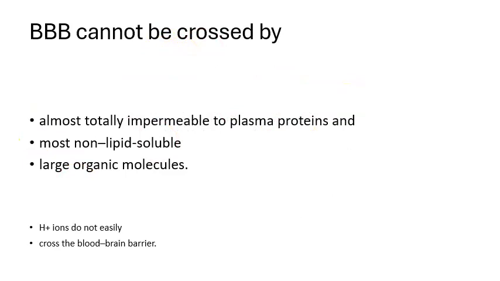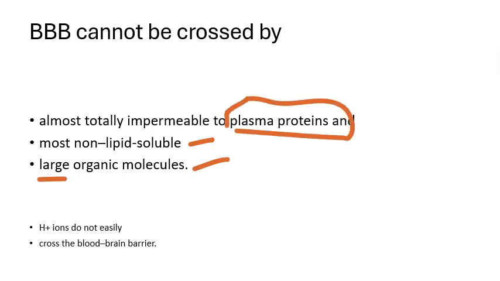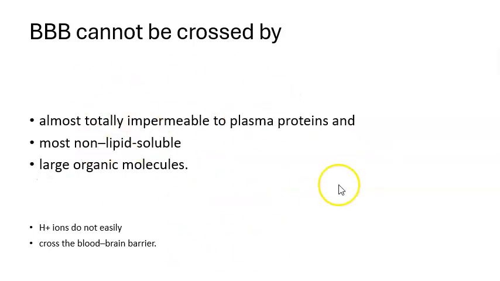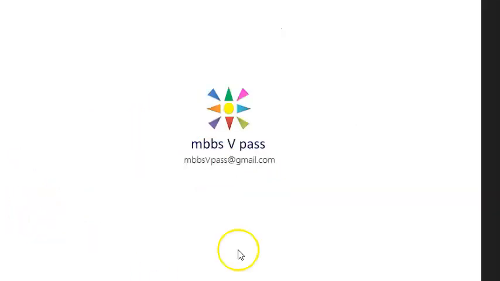What cannot cross? Non-lipid soluble molecules, organic molecules, large ones cannot go. Then plasma proteins, these cannot cross. That is plasma which is there in the blood, these cannot cross. H plus ions, they don't cross easily. Okay, so this also you can remember what doesn't cross. Here you can add some pathogens, etc. also. Okay, some drugs which we take, medicines, they also won't cross. So here you can add what cannot cross. You can just add some pathogens and some drugs also.